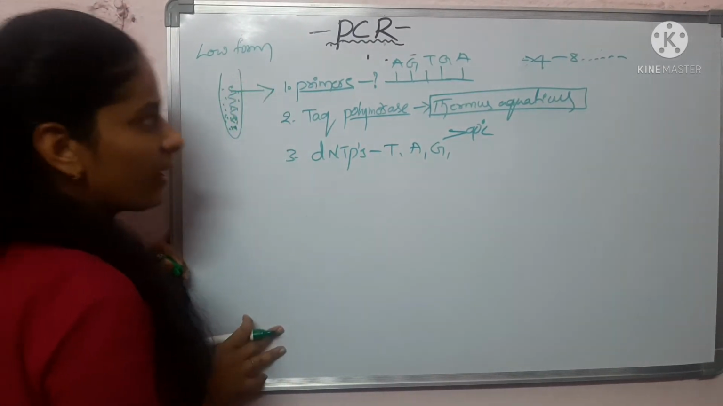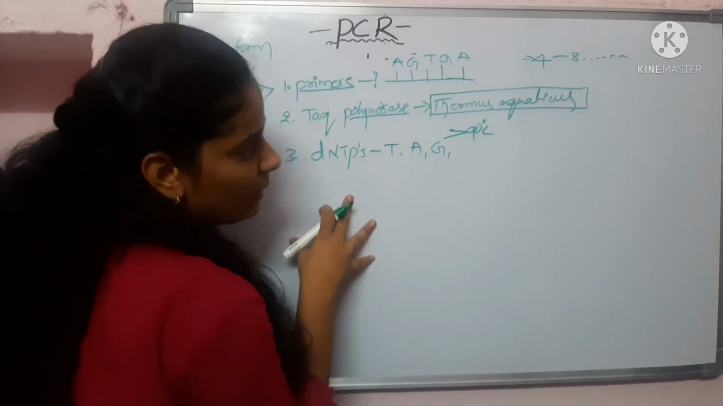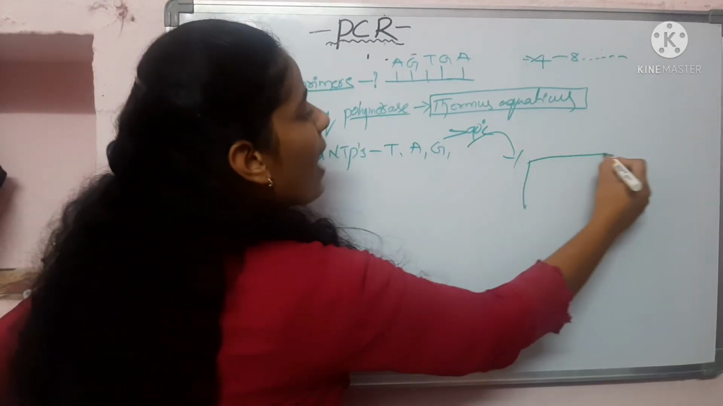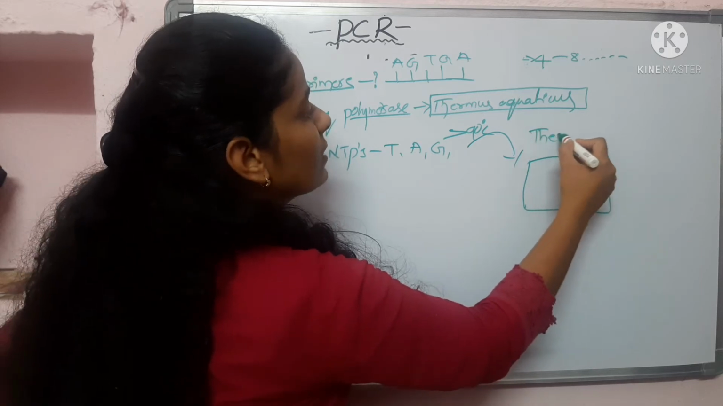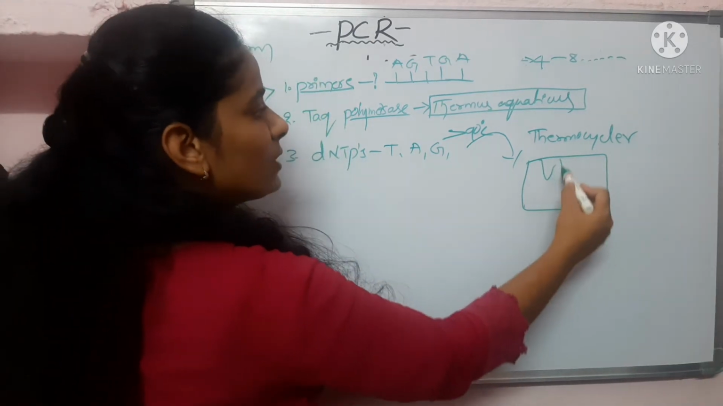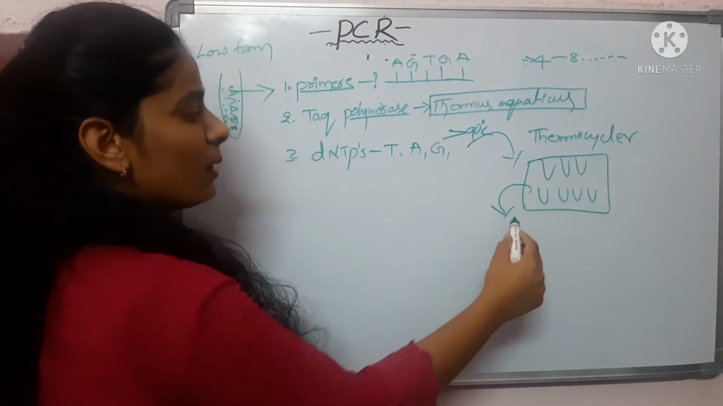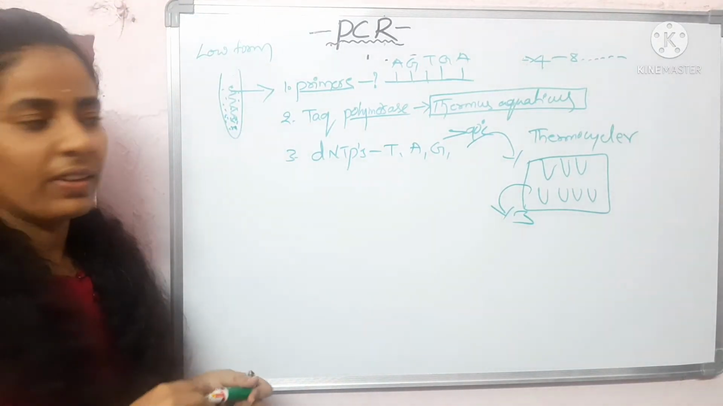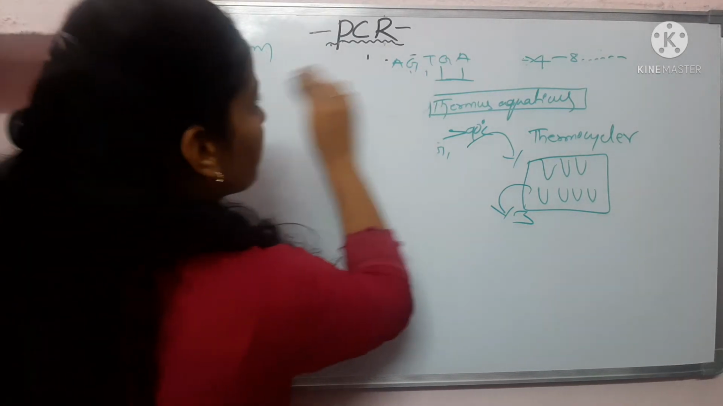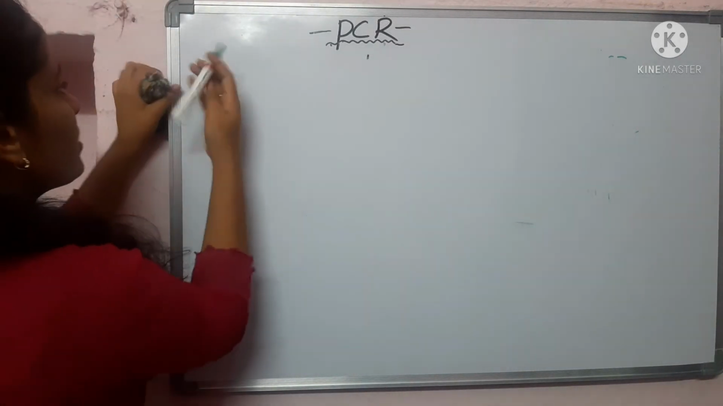So the sample is taken, and to this sample we add primer, Taq polymerase and dNTPs. After adding all these molecules, we transfer this test tube into the thermocycler machine, so that the process goes on in this thermocycler machine. To perform this PCR, we have 3 steps. We'll discuss those steps here.